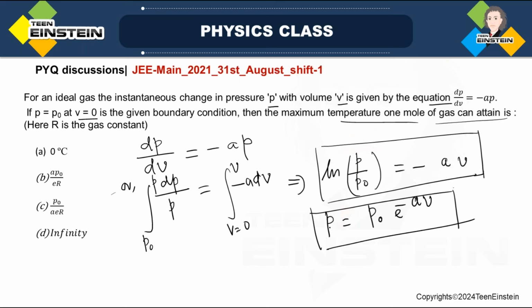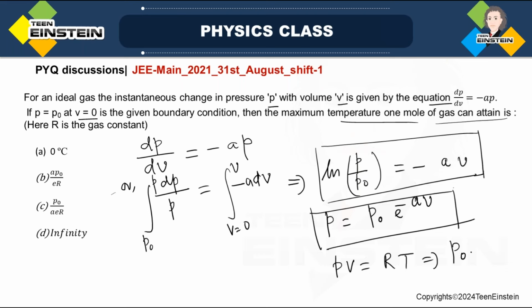P is the instantaneous pressure and P0 is the pressure when the volume is 0. Now I have got the expression for the instantaneous pressure, right? Can we write PV is equal to RT for 1 mole gas? Yes, I can write this. So from here, if I put the value of P over here, what will we get?